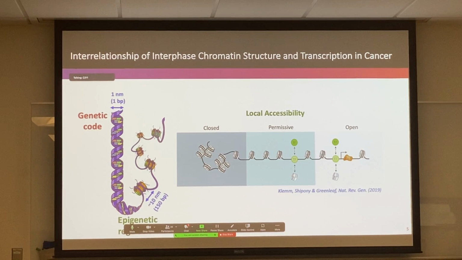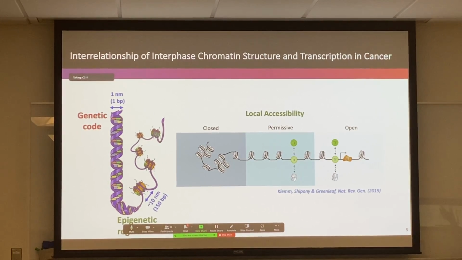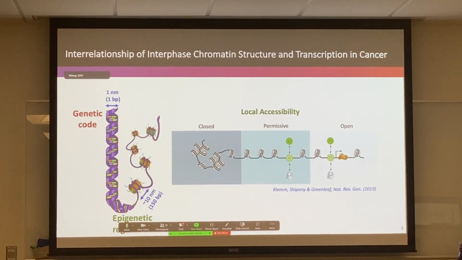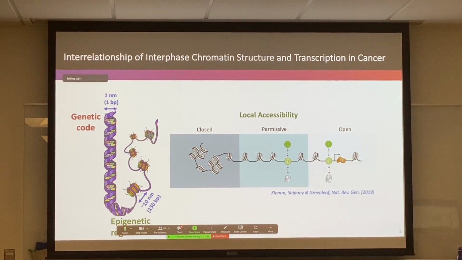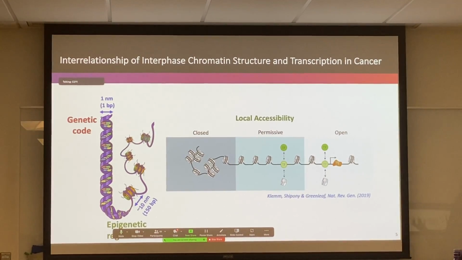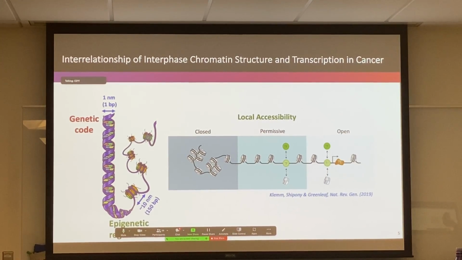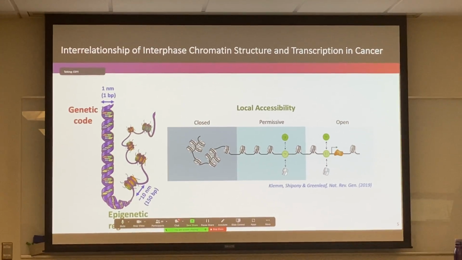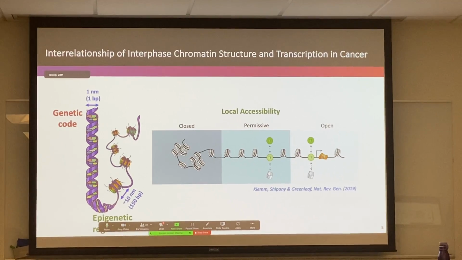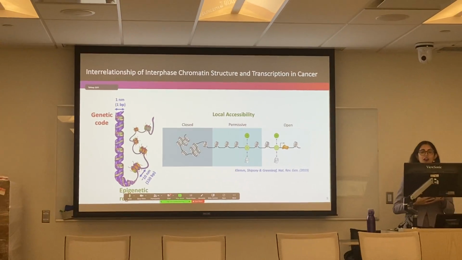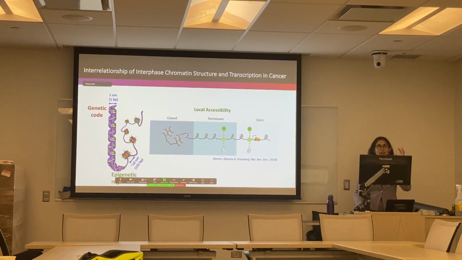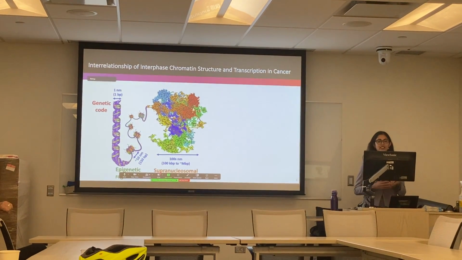So a more heterochromatic epigenome contributes to a more closed, less transcriptionally active gene, and a more permissive or open euchromatic epigenome contributes to increased transcription because the genetic region is accessible. And for example, in cancer, different marks such as increased methylation can influence the overall differentiation of cells and their overall plasticity in response to certain stressors.